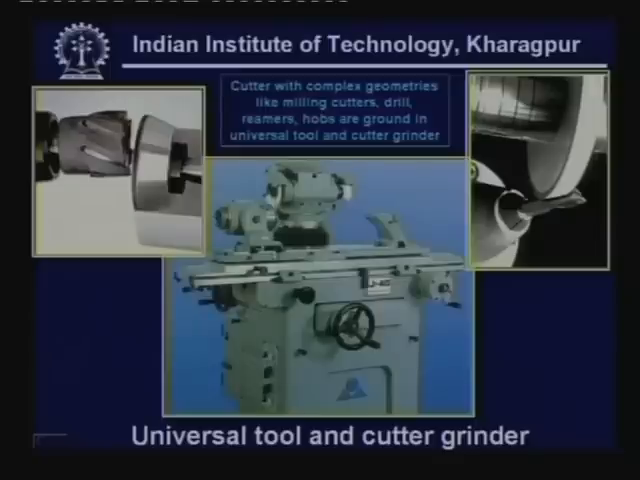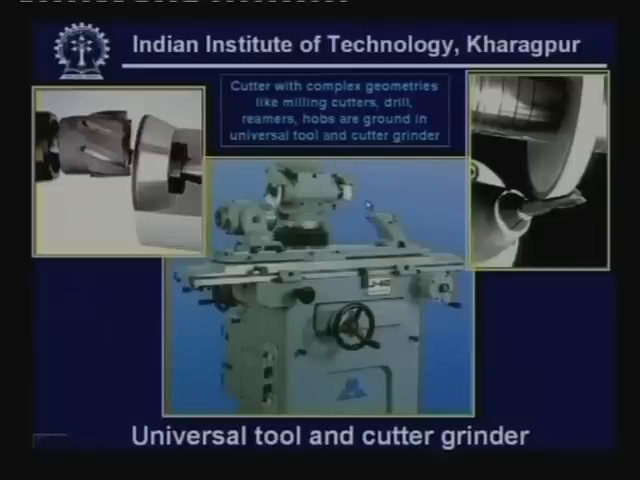And with these three, the particular geometry of the cutter can be set, and here no particular skill is necessary. The person who understands the basic geometry of the grinding or the cutting tool or the cutter can easily set the vise in proper angle for the necessary grinding action, and the grinding wheel will simply generate a surface according to that proper setting. And in this case, even a single point turning tool or a complex cutter like end mill cutter, reamers, hobs can be ground on this universal tool and cutter grinder.